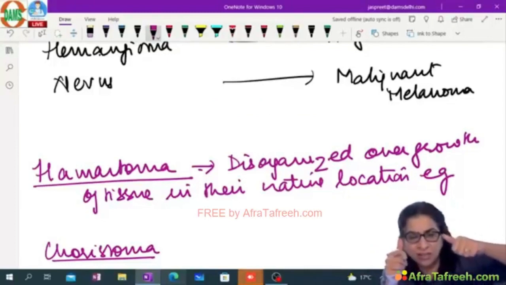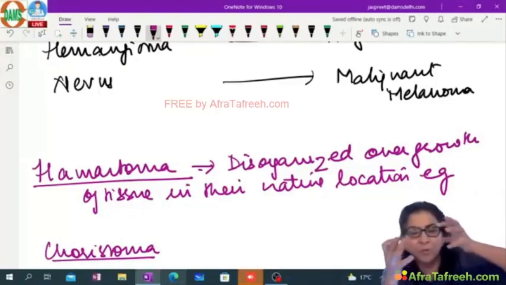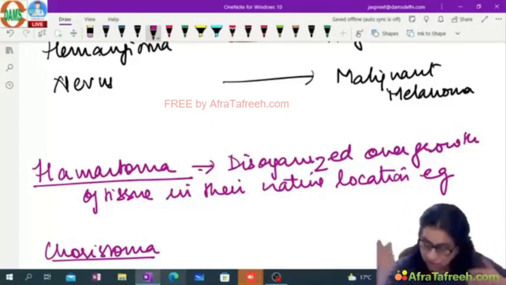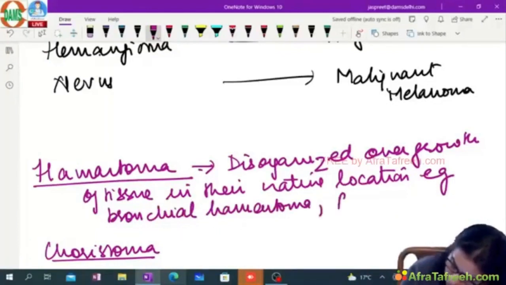So, normal bronchus has cartilage. Normal bronchus is lined by ciliated columnar epithelium. Normal bronchus has smooth muscle. So, all those things will be there in a bronchial hamartoma, but they will be arranged in a disorganized fashion. So, example, bronchial hamartomas. Hamartoma 1. 2. Peutz-Jeghers polyps.